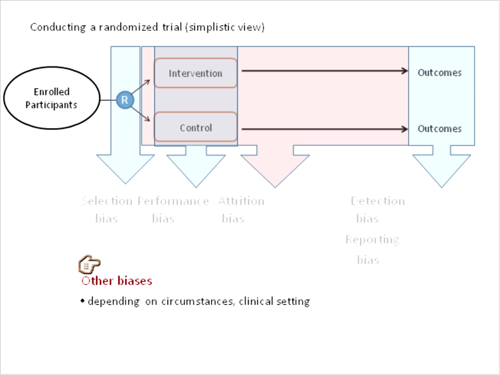And then there might be other biases you look at depending on circumstances and clinical settings. So this just gives you a bit of a snapshot. These are the items that you look at in a given study, and how it relates to the process of conducting a trial. And there's more information and more guidance, of course, in the Cochrane Handbook, but that's just the snapshot look that I wanted to give you for today's webinar.